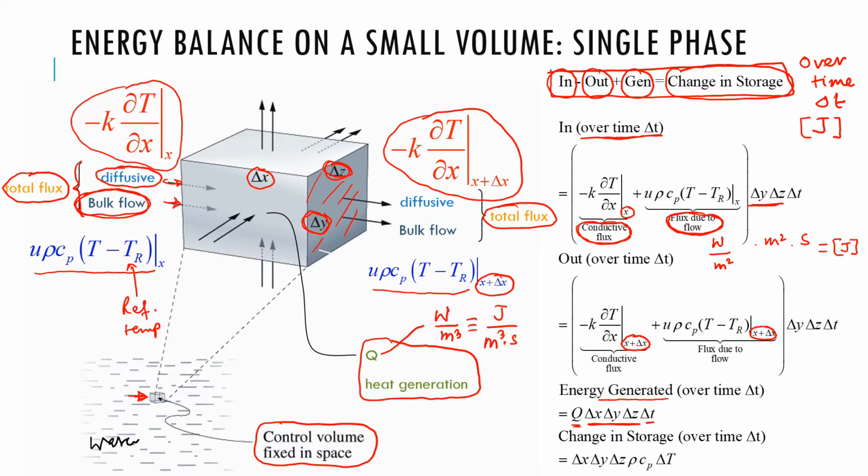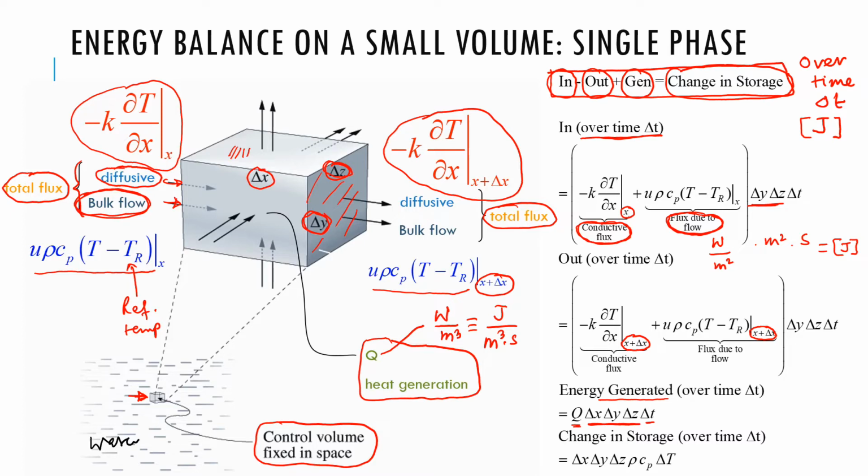And finally, because of this energy coming in, going out, and energy generated, there's going to be a change in the storage of energy in this control volume. In other words, the control volume will change its temperature. If it increases temperature, it's storing more energy. If it decreases temperature, it stores less energy.